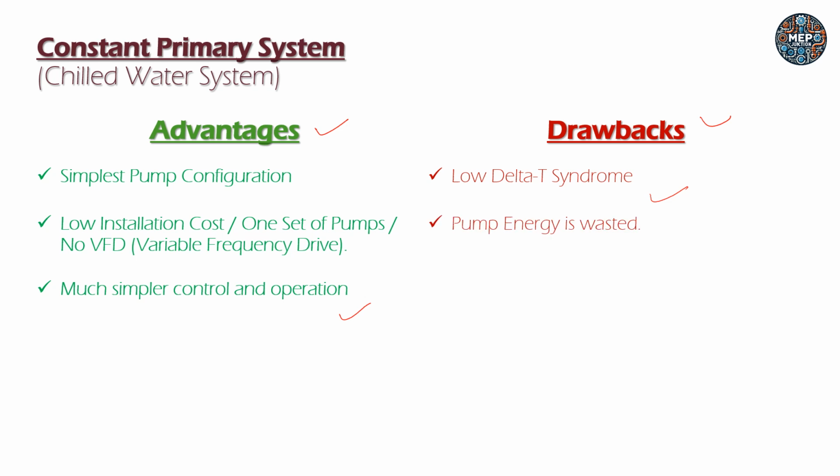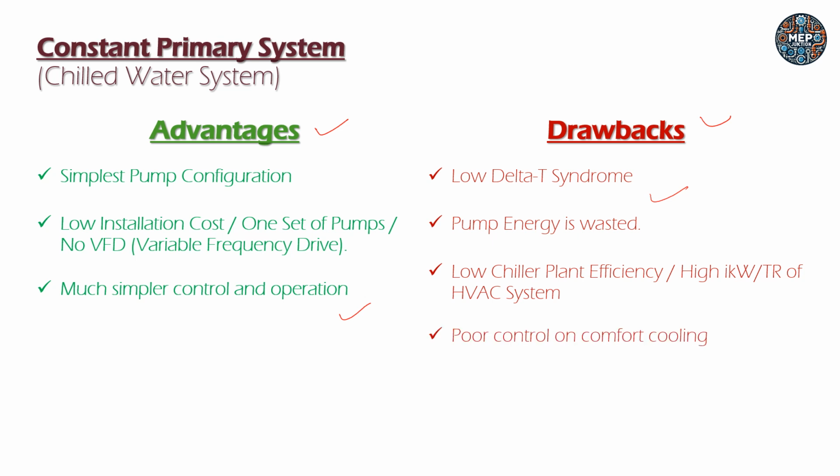The next is pump energy wasted. So as you can see, the pump is fixed speed and it has to work, whether there is a requirement on the AHU side or not. So the pump energy is wasted for the primary chill water system, as well as for the condenser side also. We can have some saving by going with the variable condenser pump as well. The lower chiller plant efficiency, we already saw that on the plant efficiency scale, and high IKW per TR of the HVAC system we discussed.